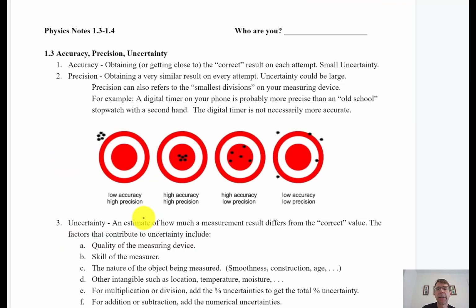Another example, there's a right, shoot, I gotta go back to that, I lost it.